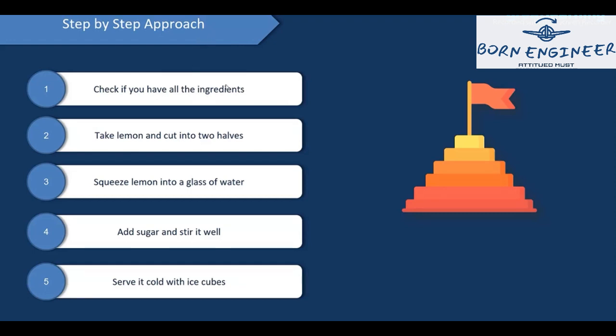Now that you've got all of the ingredients, you'll go ahead and cut your lemon into 2 halves. After cutting the lemon, you'll squeeze that lemon into a glass of water, then add sugar, and stir it really well. After all of this is done, all you have to do is add in ice cubes and then serve it to all of your guests. So this is the step-by-step approach to making lemon juice.